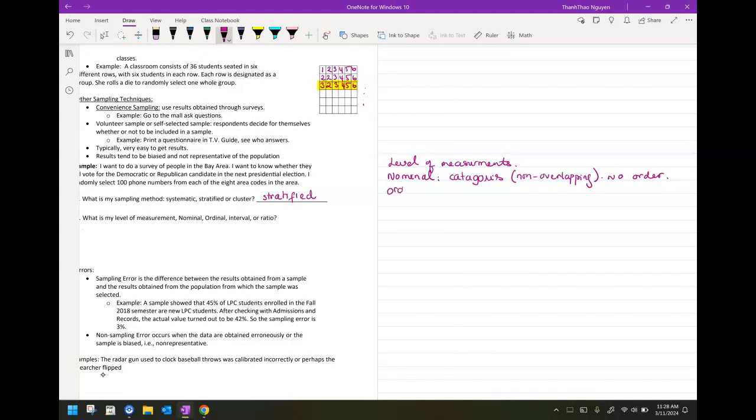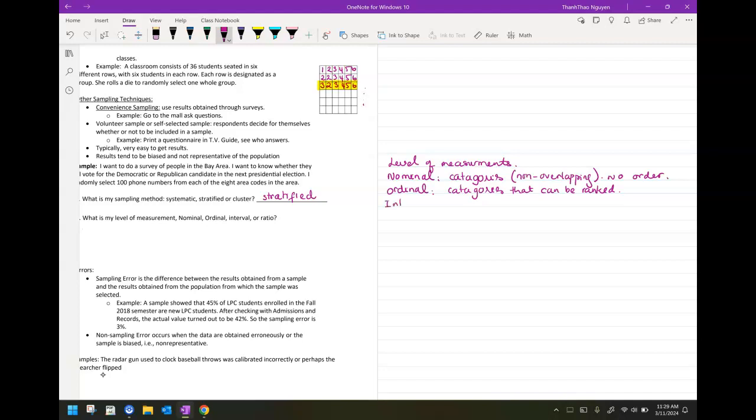Ordinal. Ordinal classifies data into categories that can be ranked. However, precise differences between the categories do not exist. So for example, the number of pizzas ordered by small, medium, or large, right? Category, and it can be ranked: small, medium, large.